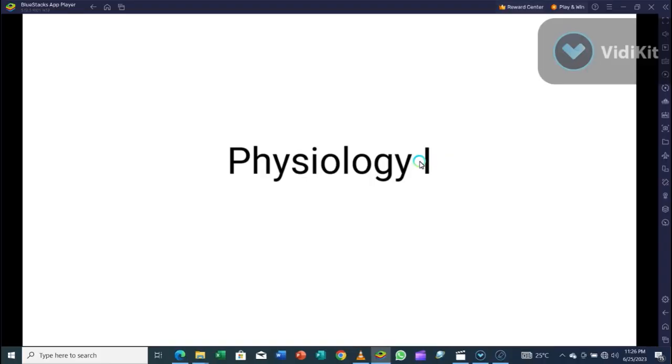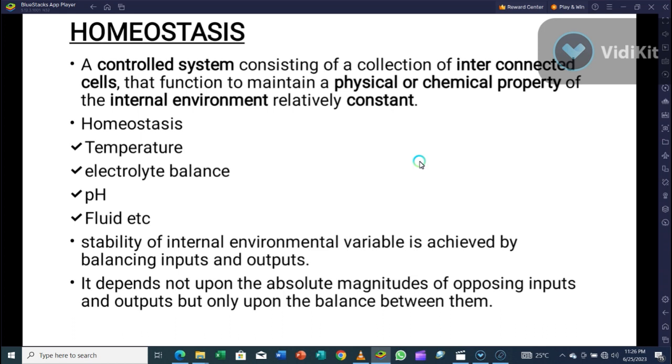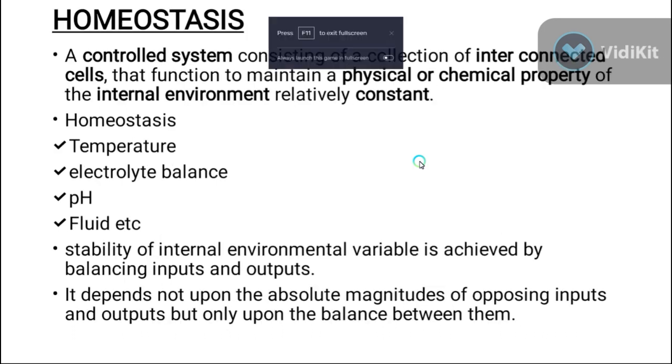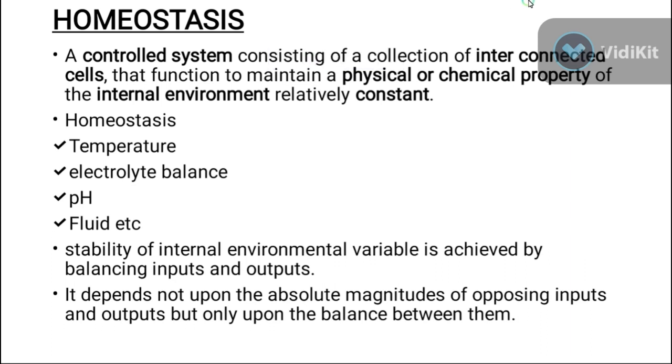Physiology Lecture 1. Homeostasis. A controlled system consisting of a collection of interconnected cells that function to maintain a physical or chemical property of the internal environment relatively constant. Homeostasis: temperature, electrolyte balance, pH, fluid, etc. Stability of internal environmental variables is achieved by balancing inputs and outputs. It depends not upon the absolute magnitudes of opposing inputs and outputs but only upon the balance between them.